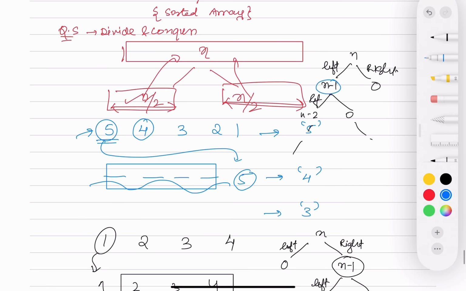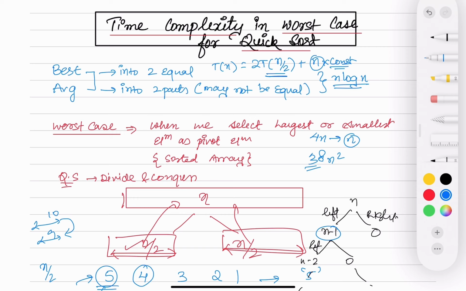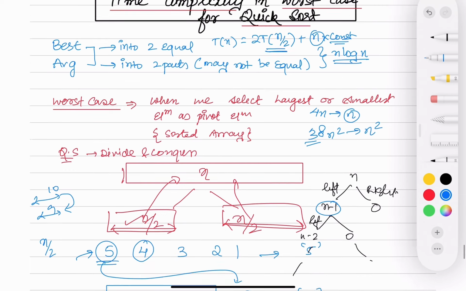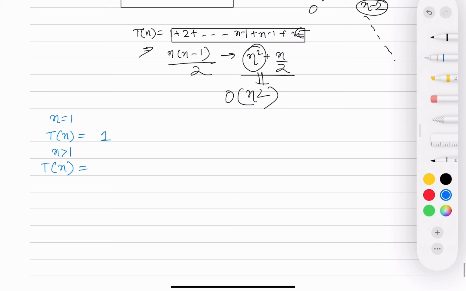See, we can write a constant here, that won't make any difference, right? When we write 4n, asymptotically we take n only. When we write 38n square, this 38 is a constant for us. I will asymptotically write n square. All this we have already seen in our previous videos. So what will be the term? Do you think T(n minus 1) plus n into some constant? I'm just writing it for your sake.